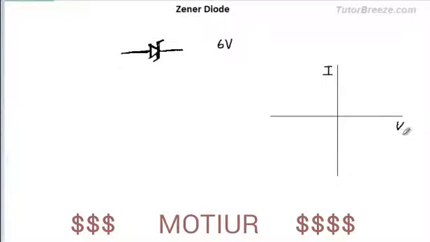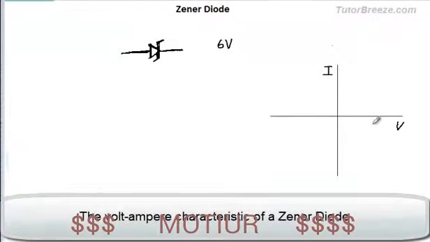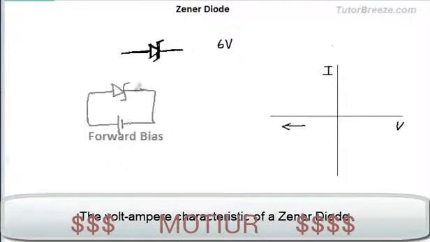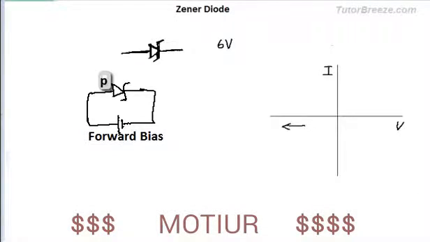Now first of all, let's look at the VI characteristics of a Zener diode, and for that we'll first look at the forward bias and then we'll look at the reverse bias. And the Zener diode actually operates in this reverse bias region. So when you are forward biasing a diode, you're connecting the P side to the positive terminal of the battery and the N side to the negative terminal of the battery. So in this case, the electrons and holes are swept across the junction and a large current flows through it.